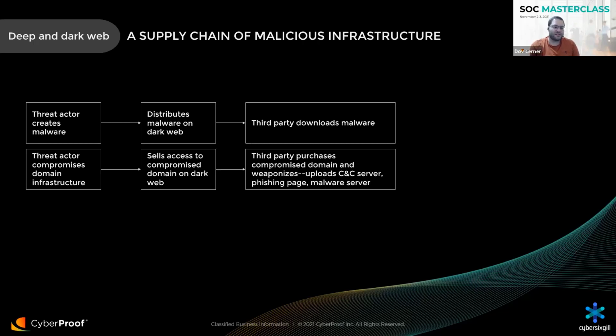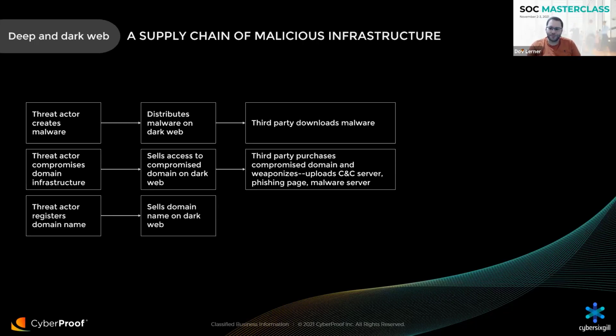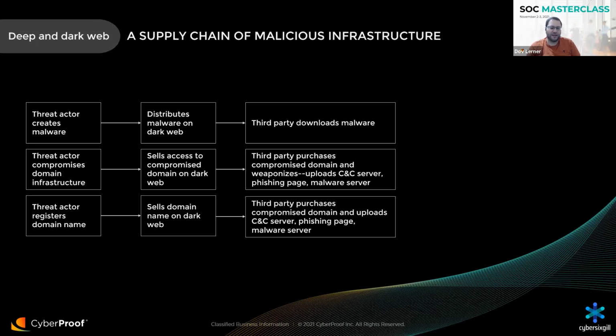Next scenario is an actor will compromise a domain, so they'll establish shell access to a domain. Again, I can use that myself, I can weaponize it, or I can sell the access on the deep and dark web. Anyone that now purchases the domain can upload a CNC server, phishing page, or malware server. So we have the first stage, which is the compromise, then the sale, and then the weaponization for both of these scenarios. Next, again, the domain name, I can register a domain. I can sell that domain name on the deep and dark web, and anyone can now purchase it, right? Totally legitimate to register a domain, but once it's sold on the deep and dark web now, I would say that's very suspicious.